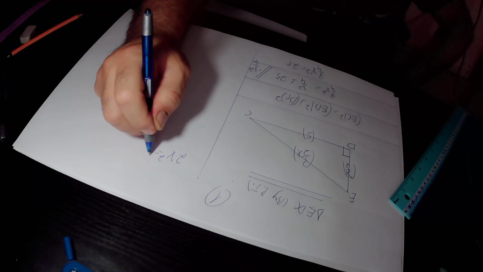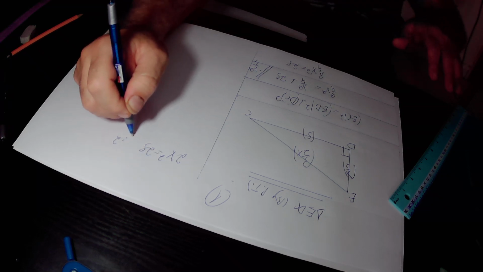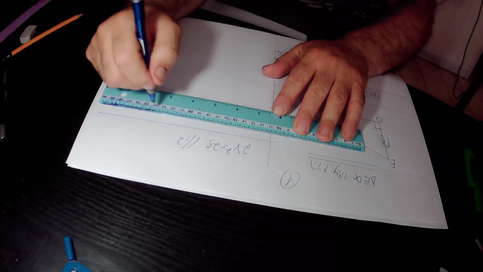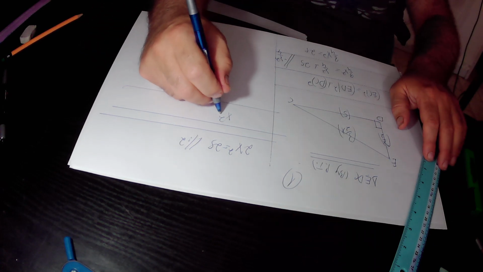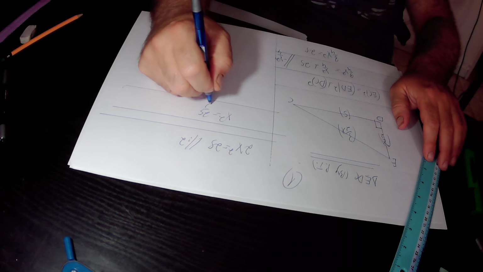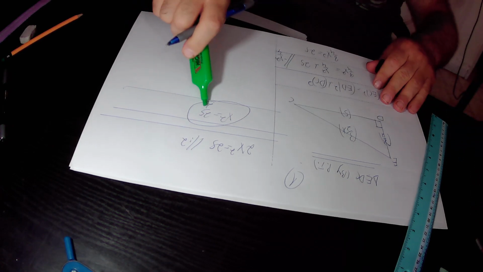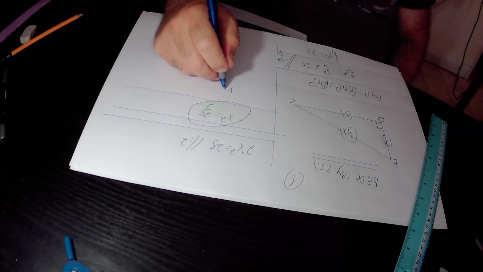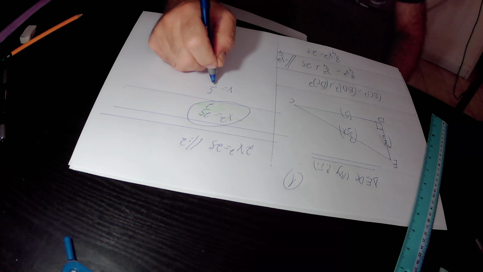So 2x squared equals 25. Here we divide this equation by 2, and finally we get that x squared equals 25 over 2. Here we take a root of this equation, and finally we get that x equals the square root of 25 over 2. The square root of 25 is 5, so it is 5 over square root of 2.